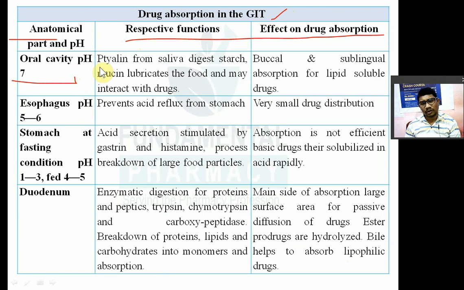Now in the oral cavity there is one enzyme known as ptyalin. इसके ऊपर क्वेश्चन आ चुका है. This enzyme will digest the carbohydrate. Ptyalin from saliva digests the starch.